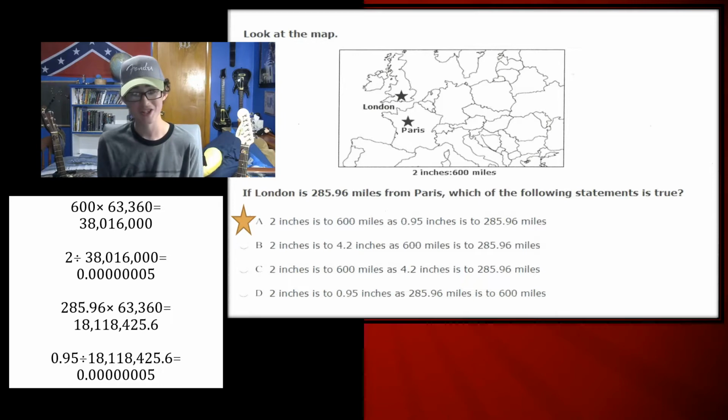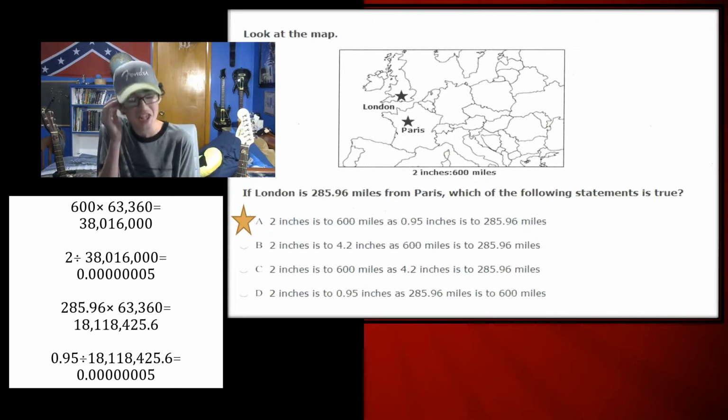So, 2 inches is to 600 miles, as 4.2 inches is to 285.96 miles, okay? So, 2 inches is to 600 miles. We already did the math for that. That is 0.0000005. I didn't hold up my fingers for that one. I was just hoping you'd remember. Okay, so we already know what the ending equation is to that.